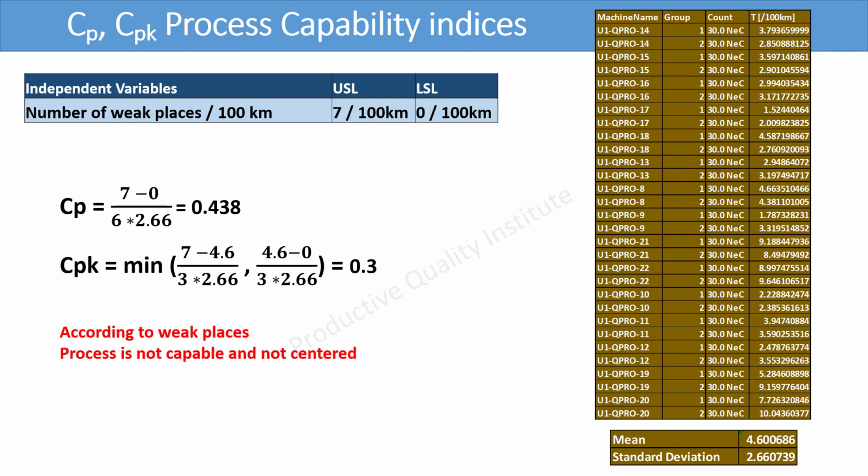The table shows the collected data for number of weak places per 100 kilometers. In addition, it shows USL of 7 places per 100 km and LSL of 0 places per 100 km. Also, the table shows the calculated mean value and standard deviation. The Cp is equal to 0.44 and Cpk is equal to 0.3. According to weak places, the process is not capable and not centered.